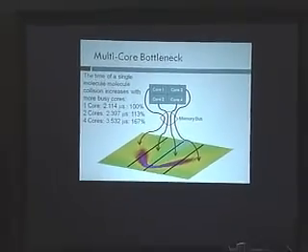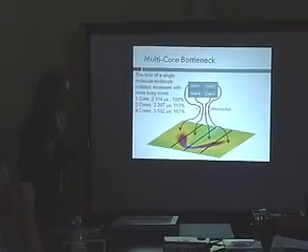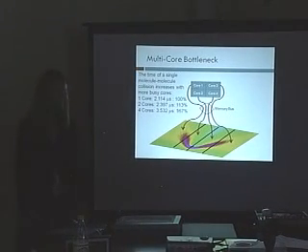Intel's solution is to add more cores. No, they should add more memory buses. No. That's what I want. You're right.